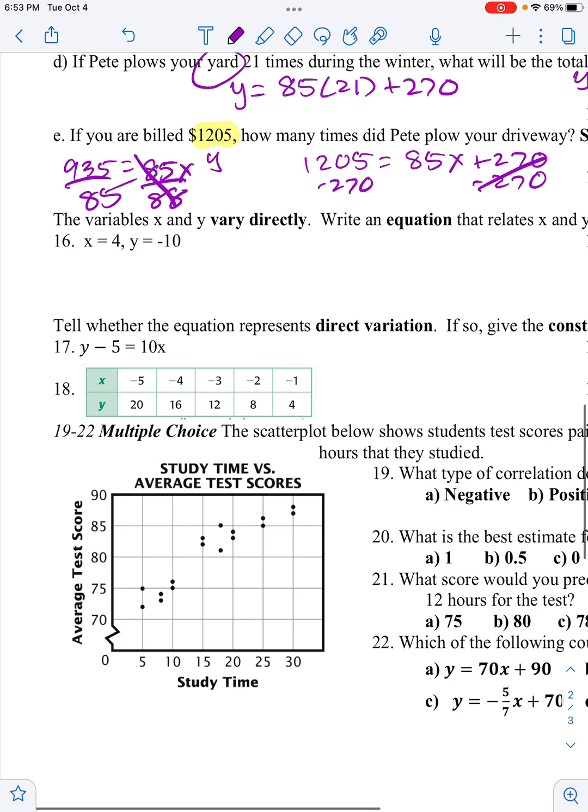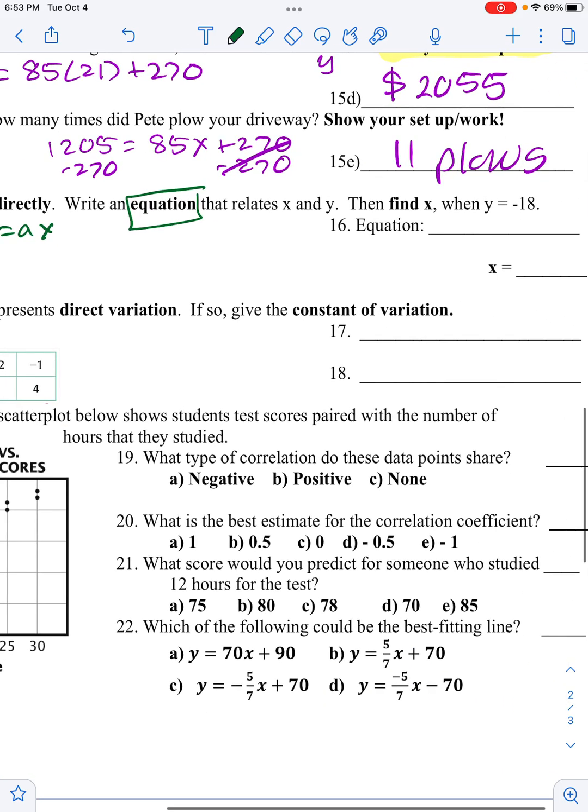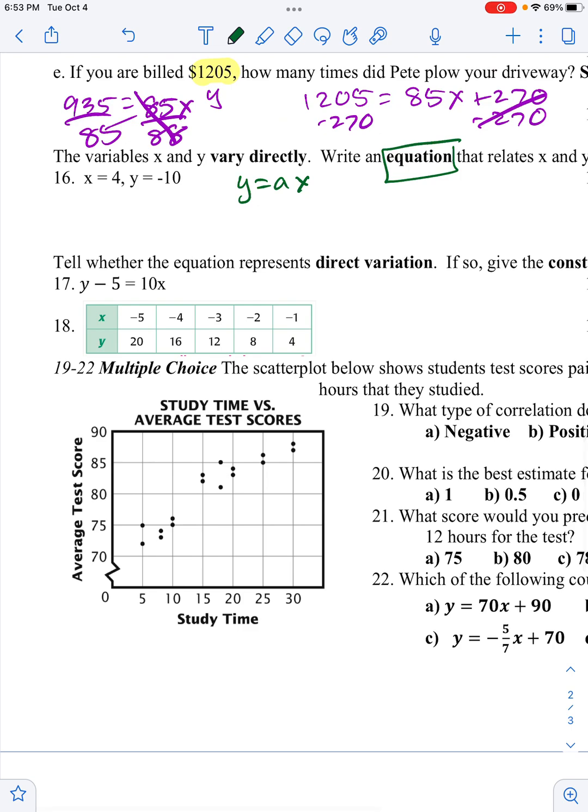Okay, so x and y vary directly. As soon as you see that, you know that y equals a times x. We're supposed to write an equation, and then we're supposed to plug in a y value of negative 18. So I'm going to put, they always give me an example. So I put the negative 10 in for y, and then the 4 in for x. This is like that day that I kept saying, you worked 3 hours and made $30. You worked 3 hours and made $30. Your brain very quickly goes, oh, that's $10 an hour.